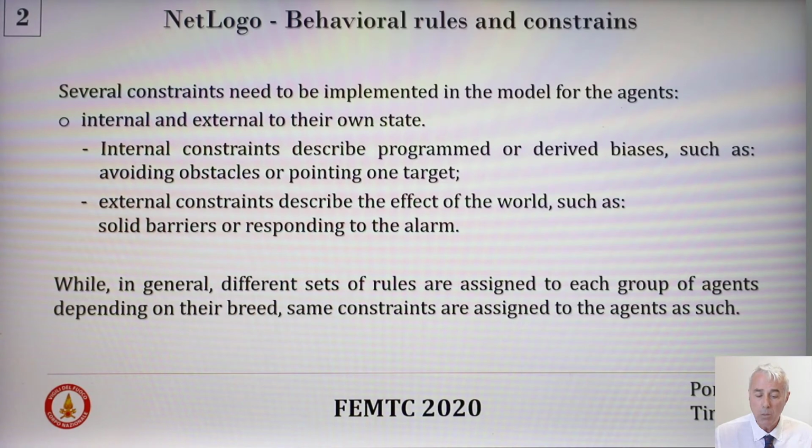Several constraints need to be implemented in the model for the agents. They may be internal and external to their own state. Internal constraints describe programmed or derived biases, such as avoiding obstacles or pointing one target. External constraints describe the effect of the world, such as solid barriers or responding to the alarm. While, in general, different sets of rules are assigned to each group of agents depending on their breed, some constraints are the same for the agents as such.